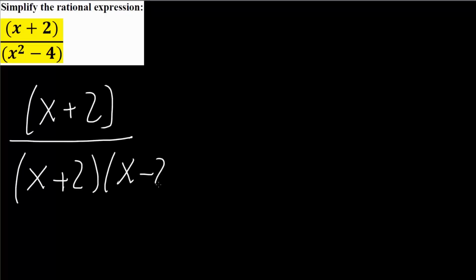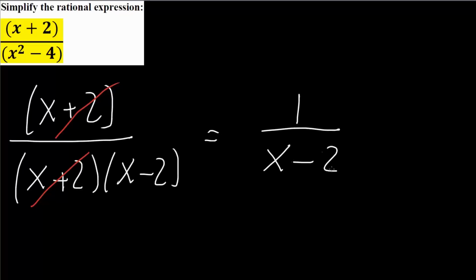x minus 3. So x times x is x squared, x times negative 2 is negative 2x, plus 2 times x is 2x, so negative 2x plus 2x is 0x, we don't have x here, 2 times negative 2 is negative 4. So that's correct. And we now cancel out a term. So we see x plus 2 is here, and x plus 2 is here, therefore we can cancel it out like this. And so we will be left off with 1 divided by x minus 2.